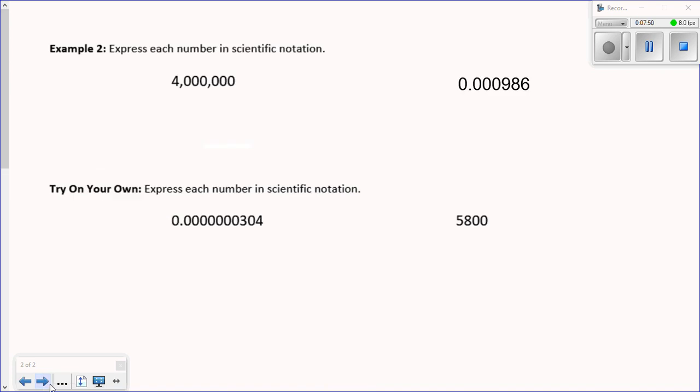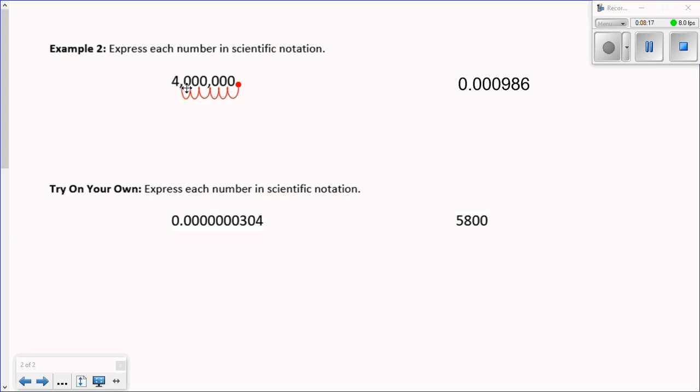Alright, let's try an example. Express each number in scientific notation. So we have 4 million, and then we have 0.000986. Okay, so let's start with 4 million. We need to make this so that it's only got one number in front of the decimal point. So currently, the decimal point is here. We need to go 1, 2, 3, 4, 5, 6 spaces. So we only have the 4 in front.